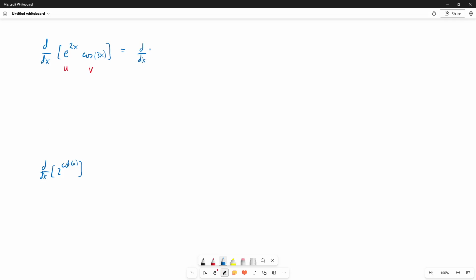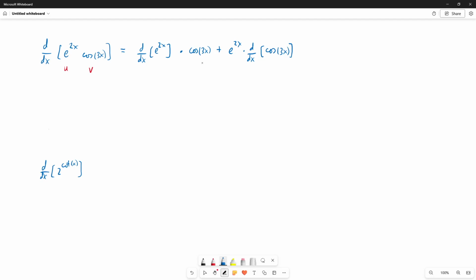which for the moment I will just indicate because that's not a simple derivative, and then times the original second function, cosine of 3x, plus the original first function, e to the 2x, times the derivative of the second function. And this derivative is also not a basic function, it's a composition, so I'll do that in the next step.